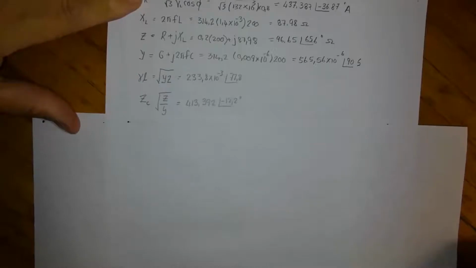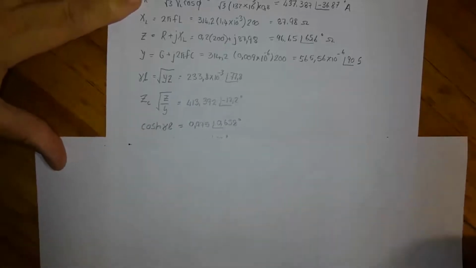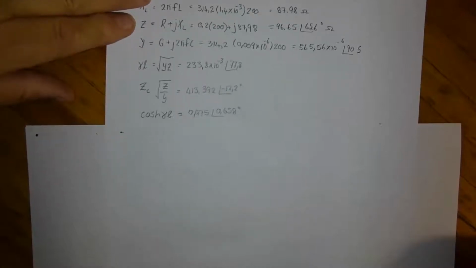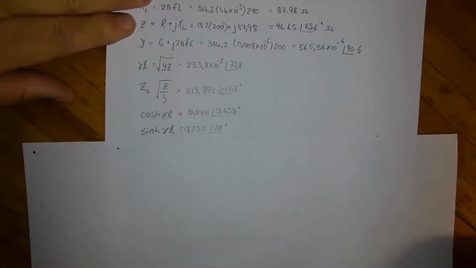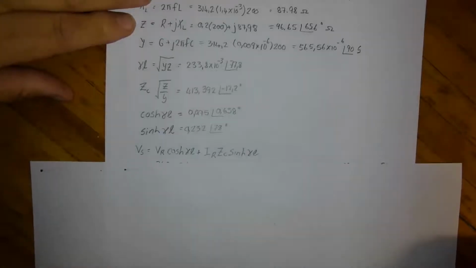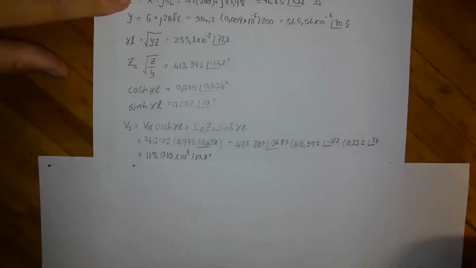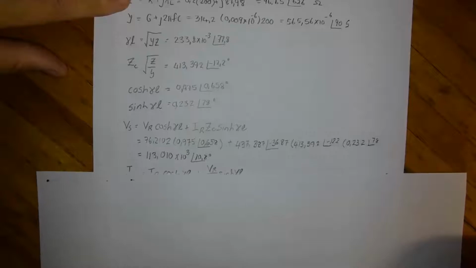ZC is the square root of Z over Y, which is 413.392 at an angle of minus 12. Then cos gamma L, you can calculate that, but it is 0.975 at an angle of 0.658. Sinh gamma L is 0.232 at an angle of 78. Then we have to calculate Vs, which is VR cos gamma L plus IR ZC sinh gamma L. If we substitute everything in there, we get 113 kilovolt at an angle of 10.8 degrees.